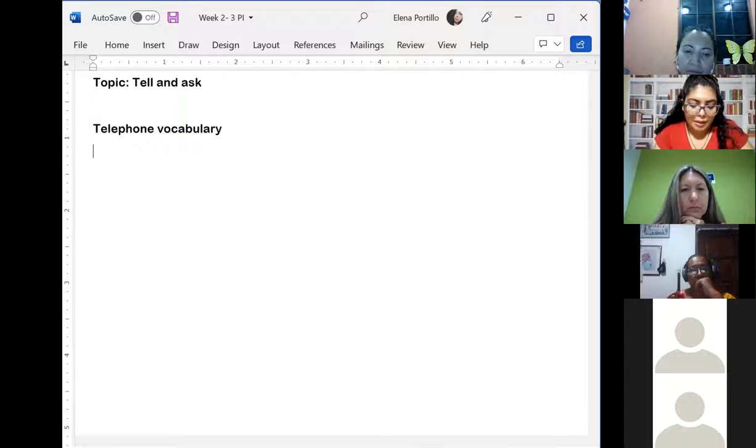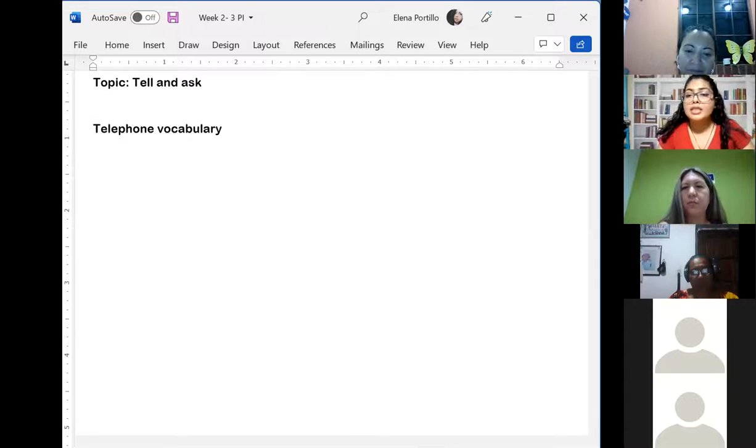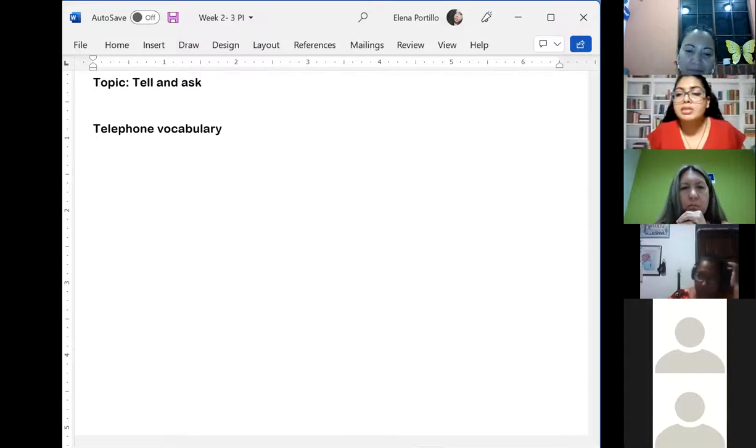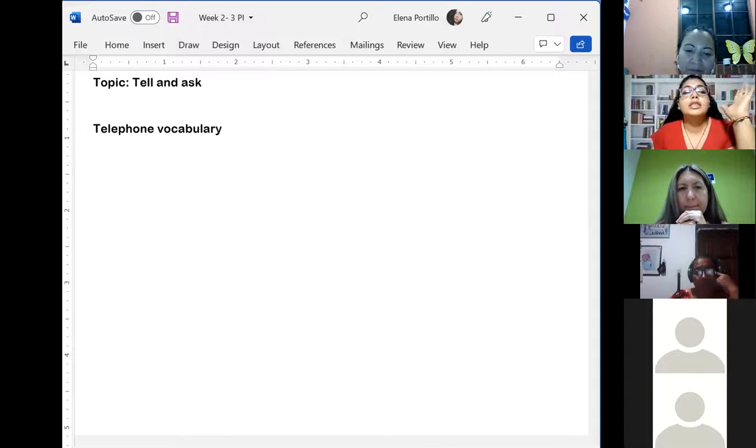Telephone vocabulary. We have many of the words and terms that we use to talk about telephones, using them with example sentences and a special meaning related to landline phones, mobile phones, and smartphones. The thing with this vocabulary is that we are going to use not only the smartphone. We are going to use the different types of telephone that we have.